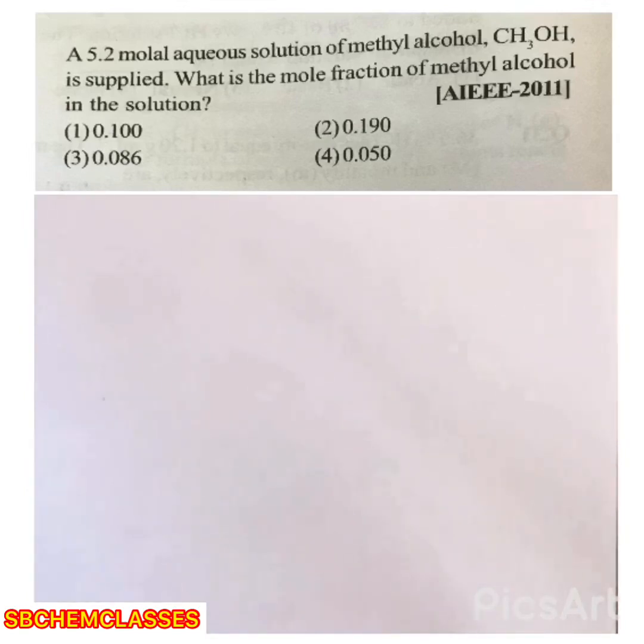A 5.2 molal aqueous solution of methyl alcohol CH3OH is supplied. What is the mole fraction of methyl alcohol in the solution? So in this question, molality is given and we have to determine the mole fraction of solute. Methyl alcohol is the solute.